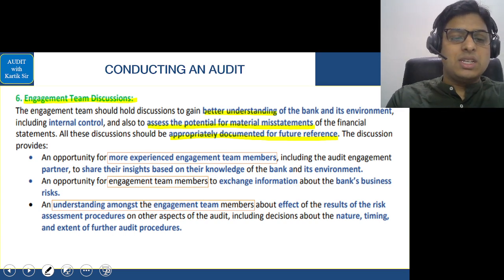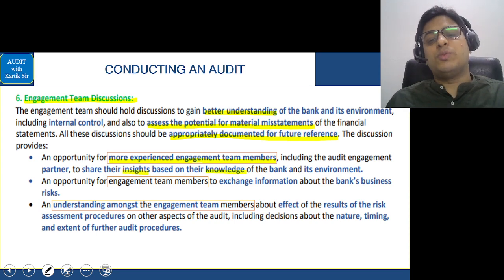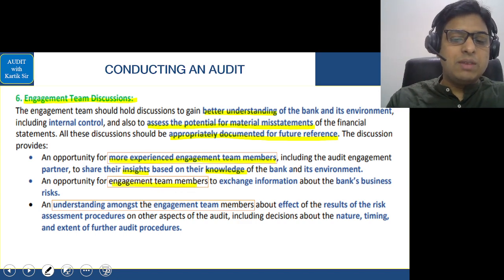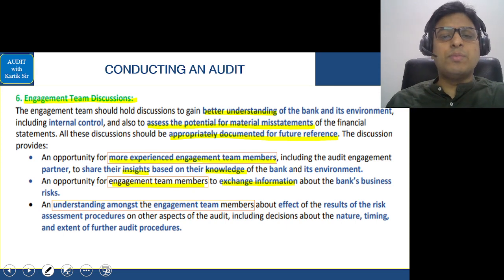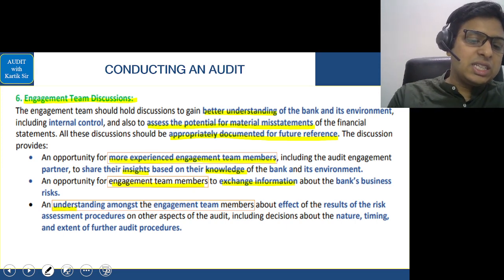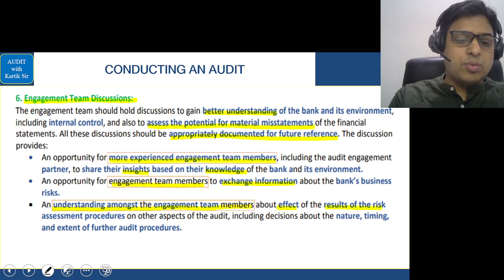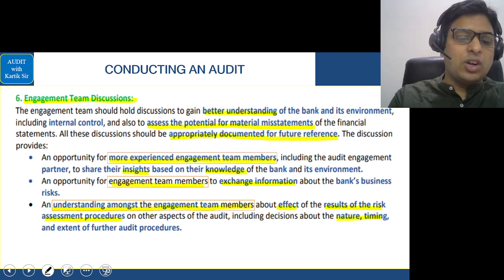The discussion provides an opportunity for more experienced engagement team members, including the audit engagement partner, to share their insights based on their knowledge of the bank and its environment. So the more experienced persons in the team will share their insights and knowledge. It is also an opportunity for engagement team members to exchange information about the bank's business risk. So team members, when they find any risk, should exchange it with the more experienced members.